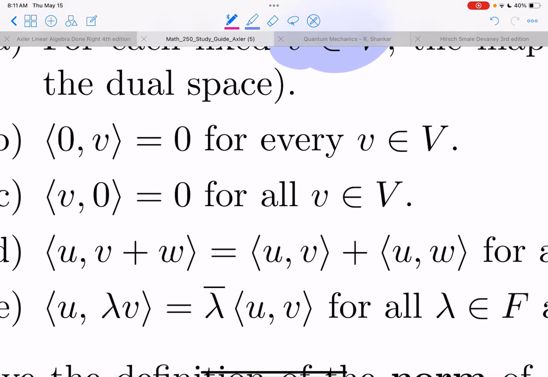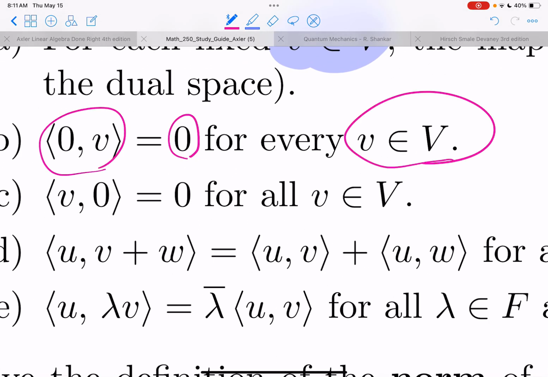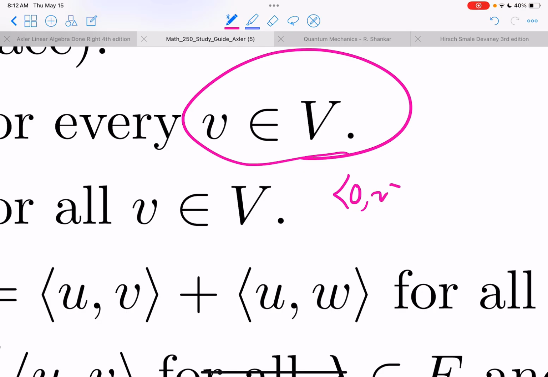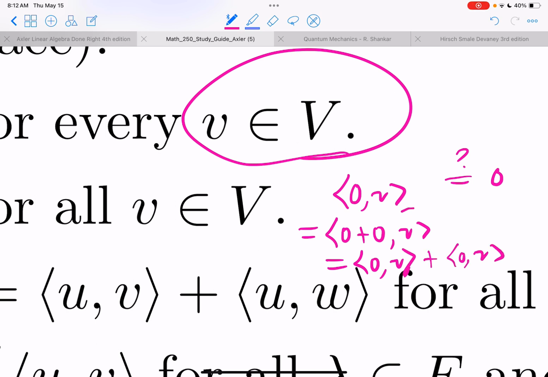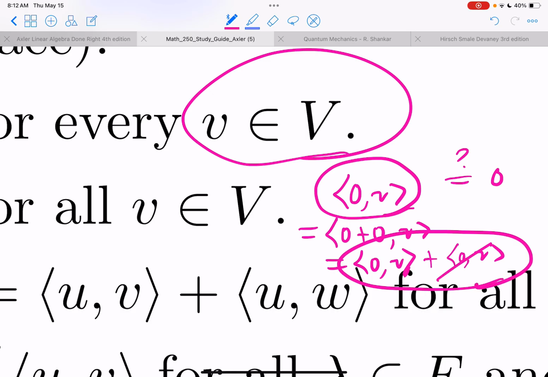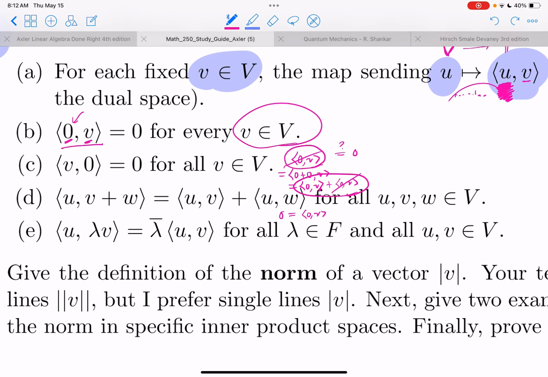Okay. If you take any vector and dot it with the 0 vector, you get the 0 number. Remember, this is the 0 vector, and you have to feed vectors into the inner product, so this must be the 0 number because the inner product takes 2 vectors and spits out a number. This is pretty easy to prove. We'd like to show that the inner product of 0 and v is 0. Well, we know that 0 is 0 plus 0, and by linearity, we get 0v equal to 0v plus 0v. Now subtract one of these terms off, and we get 0 is equal to 0v. So do that one yourself. It's a similar trick to what we did earlier in chapter 1.